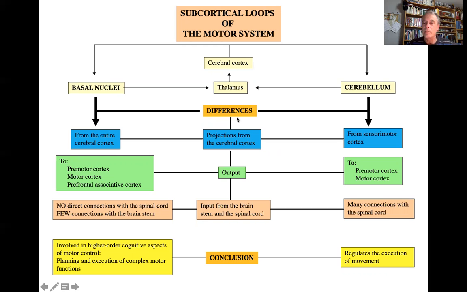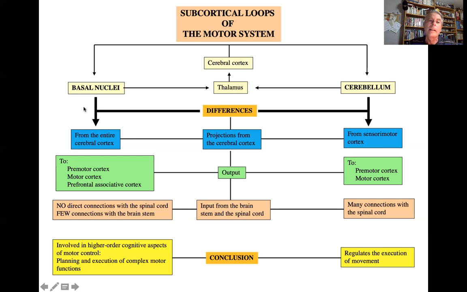What are the differences between them? So first, about the projections from the cerebral cortex. The basal nuclei receive projections from the entire cerebral cortex. However, the cerebellum receives just afferences from the sensory motor cortex. This is the first difference. Cerebellum, just sensory motor. Basal nuclei, from the entire cortex.